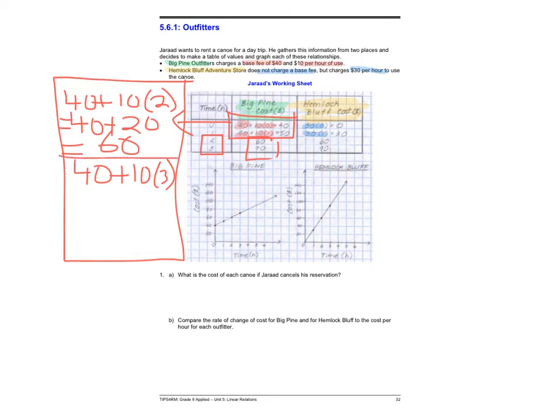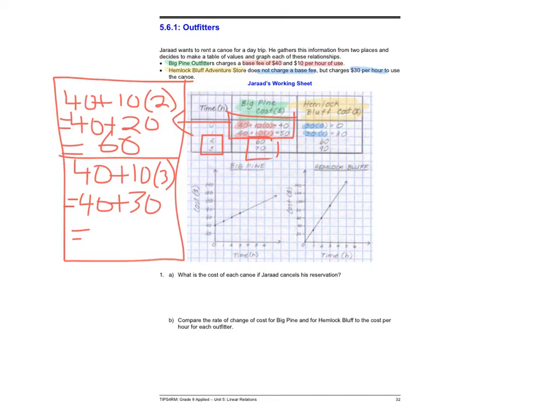If we were to look at the cost for 3 hours, we would again take $40 as our base fee and then do $10 times 3 hours. So 40 plus 30, which gives us a cost of $70, which we see right there. This confirms that we've done our work correctly.